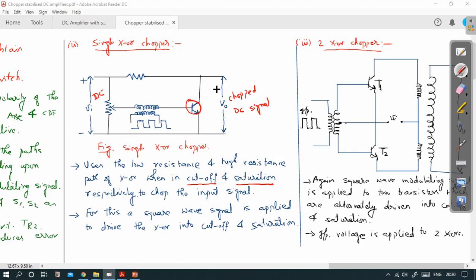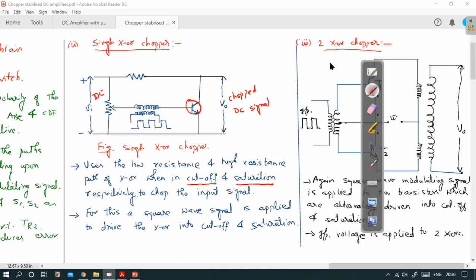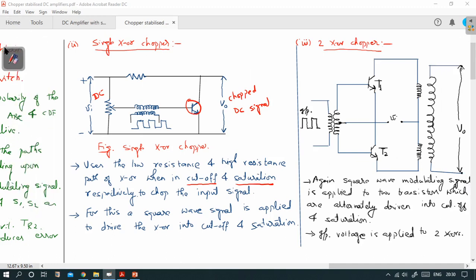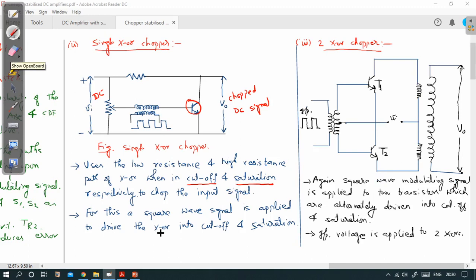So this is a pretty simple circuit which can be used for performing a simple chopping operation. A square wave signal is applied to drive the transistor into cutoff and saturation alternately, and this process goes on continuing. Right, and we can have a chopper.